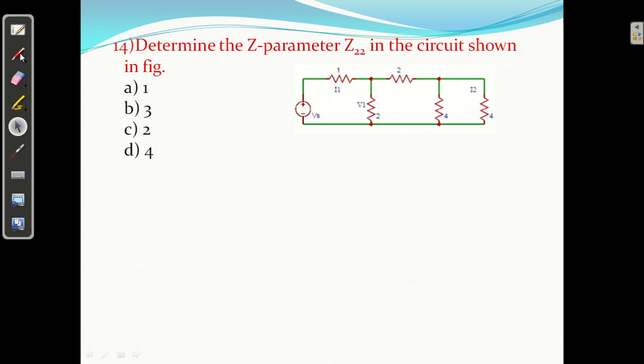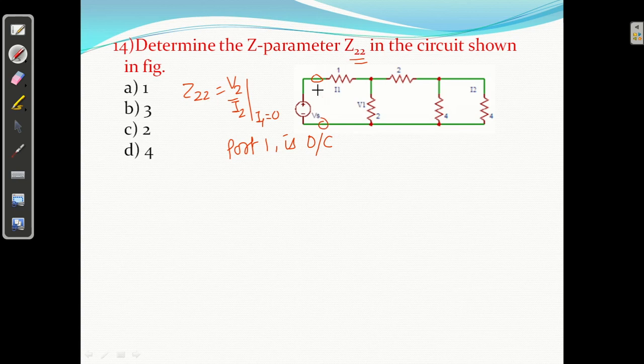Okay. Z22 निकालना मतलब क्या होता है? Z22 is V2 by I2 when I1 is 0. I1 0 मतलब port 1 is open circuit. Z parameter निकालना है. It is also known as open circuit parameter. So port 1 is open. Okay. इसका मतलब this is open.